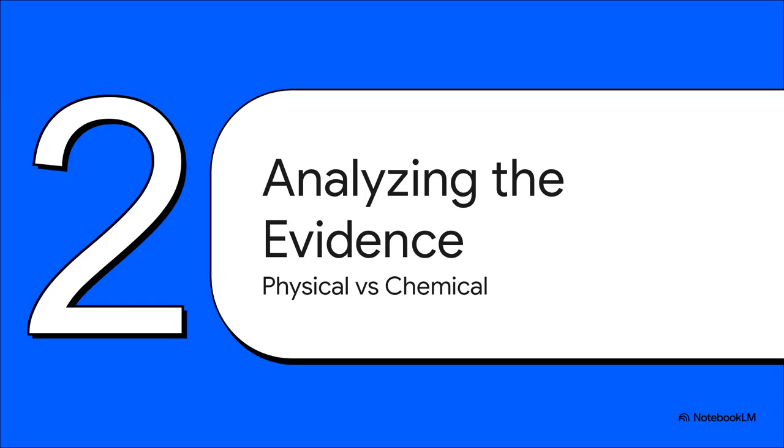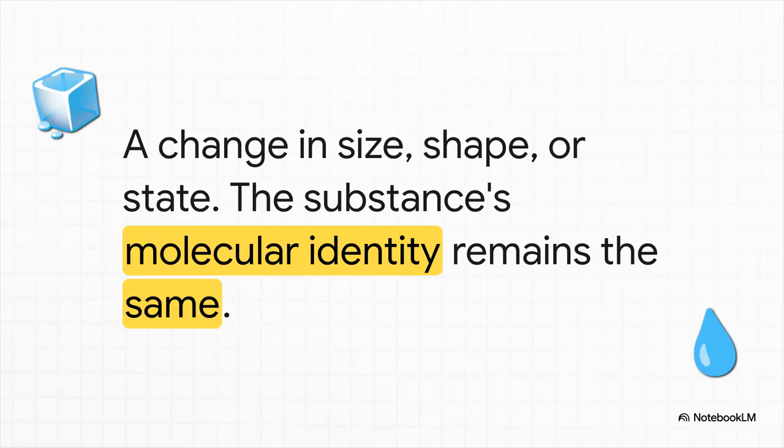Now for the exciting part, analyzing the evidence. This is where we look at what happens when matter actually changes. And this brings us right back to our original mystery with the ice cube and the log. So let's start with a physical change. This is any change in size, shape, or state of matter. We're talking about ripping a piece of paper, crushing a can, freezing water into ice. The substance might look totally different, but deep down, at the molecular level, it is still the exact same stuff.